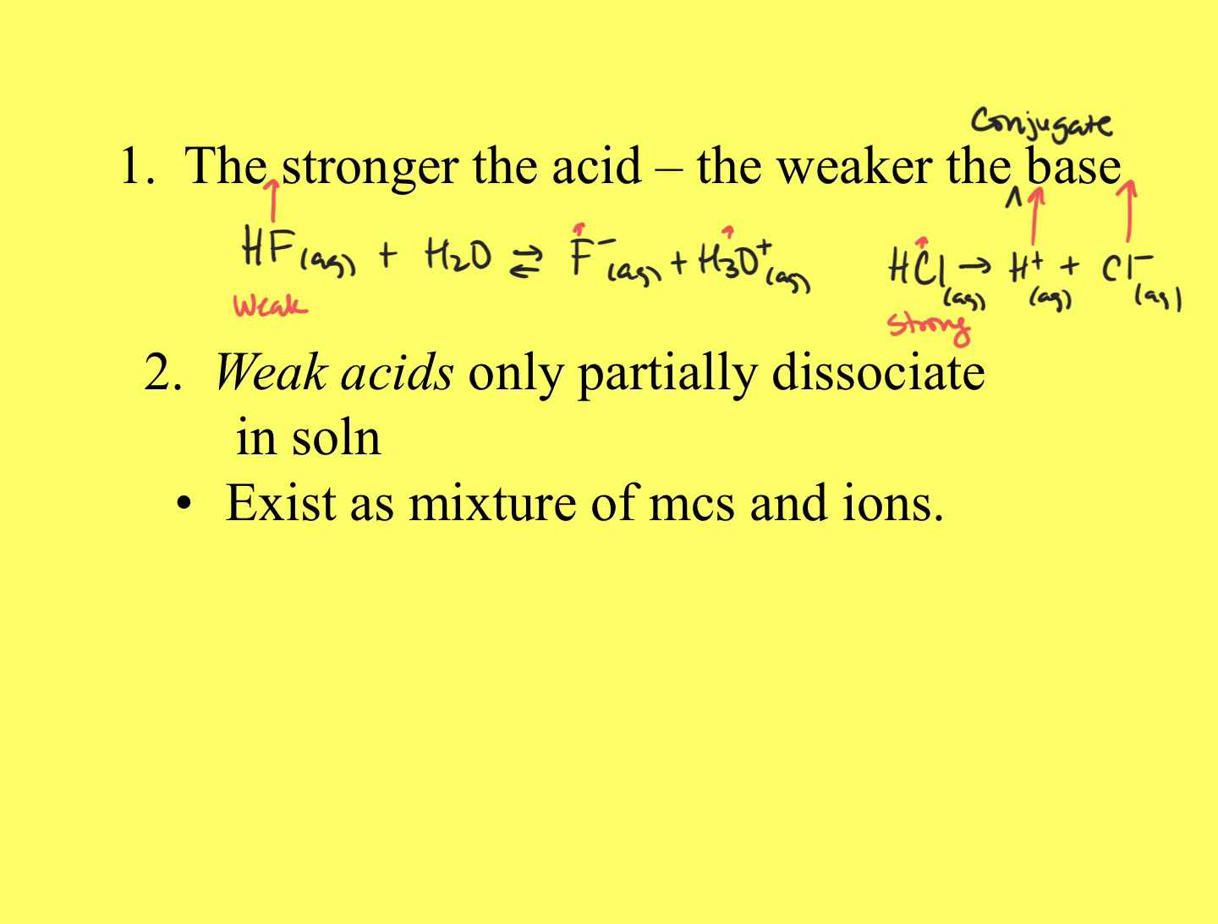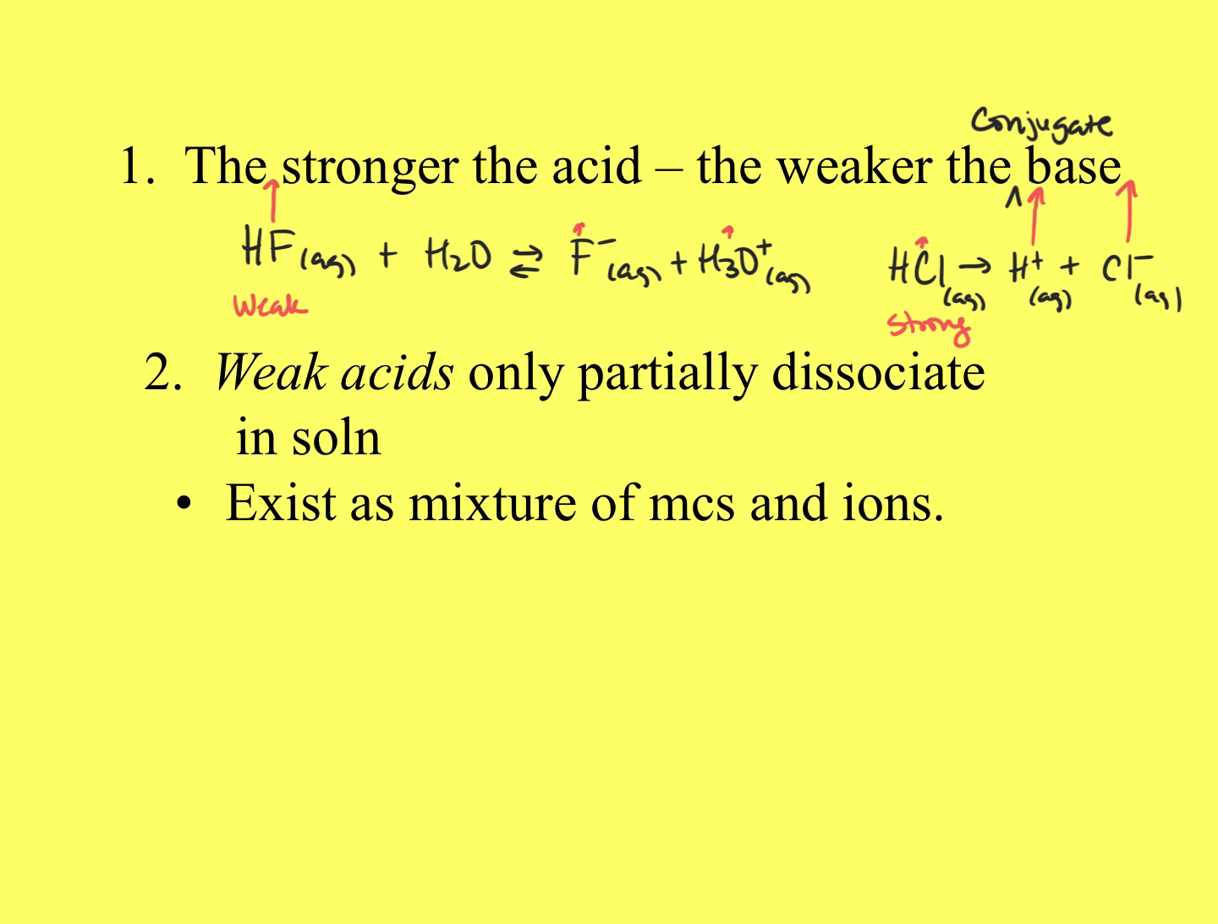Okay, and so that ties us into what we're talking about here. A weak acid only partially dissociates in solution and exists as a mixture of molecules and ions, which is what I was talking about right here. You have all of these molecules and ions as well. These are the ions, and that's the molecule. So because HF is weak, it's going to favor this side, which means F negative, its conjugate base, is not going to be very strong at all.